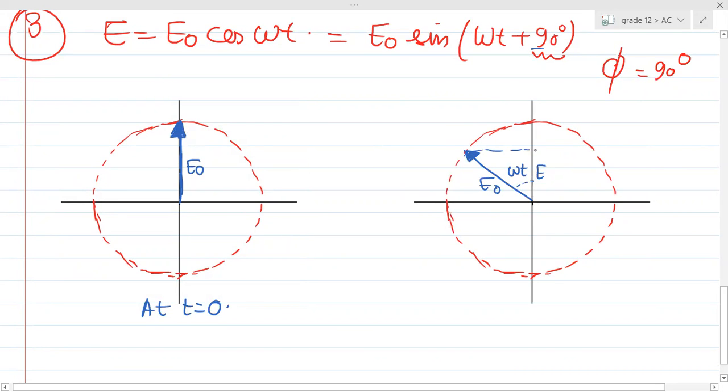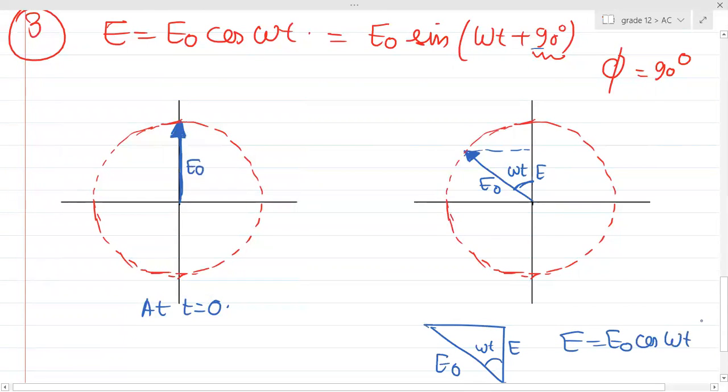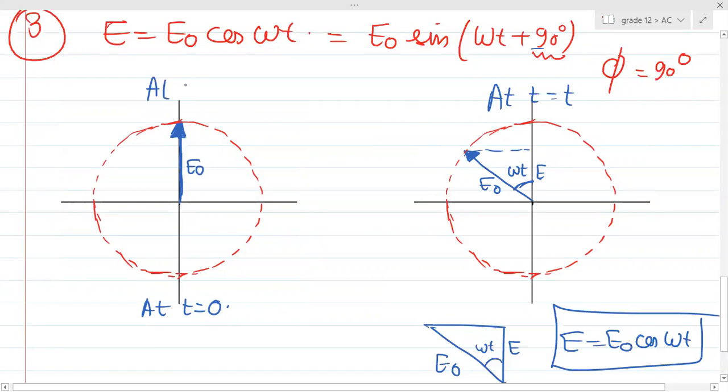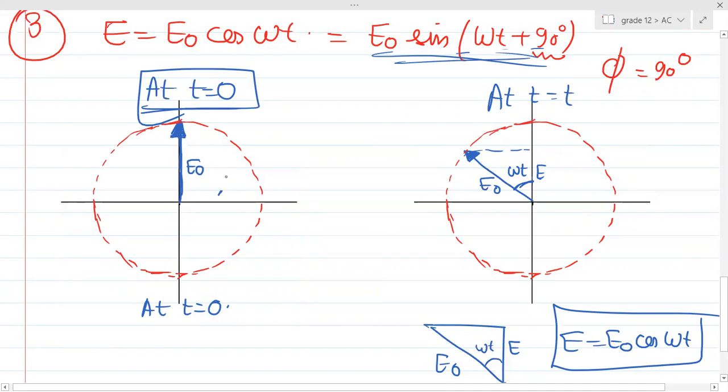Always remember the instantaneous value will be on the y-axis. It can be positive, it can be negative, does not matter. Can you see E and E naught, and this angle is omega t now. Can anyone give me a relation between these two angles? Can you see E equals to E naught cos omega t? This is the base, this is the hypotenuse. So always remember, phasor is nothing but a rotating vector. If you can just draw this, then your problem is solved for anything.